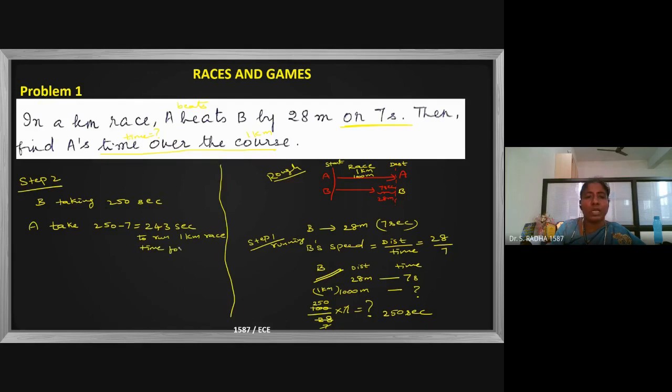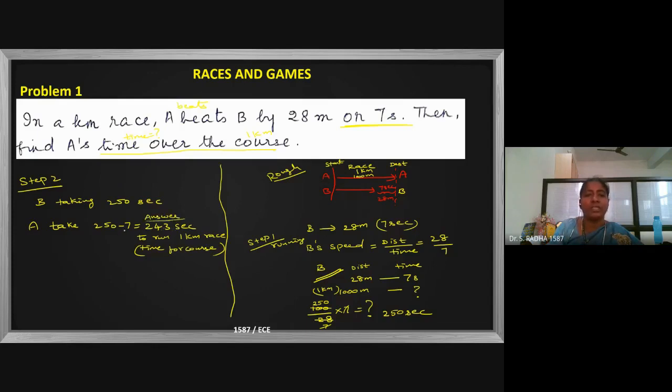What is the course? Running is the course. Participating in the race is the course. In the question it is asked what is the time taken by A over the course, means in the running. So it is 243 seconds. This is the final answer, 243 seconds.